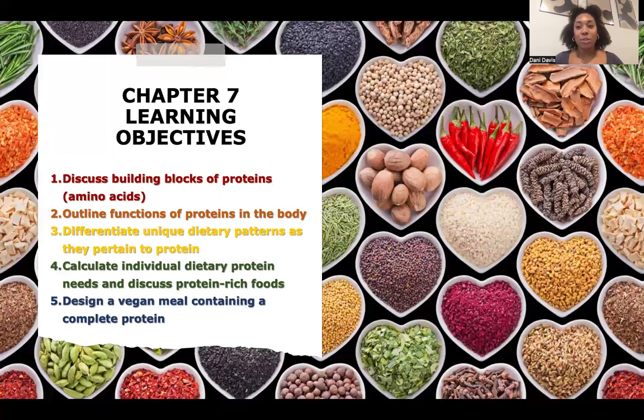All right, so chapter 7, learning objectives. 1, discuss building blocks of proteins, amino acids. 2, outline functions of proteins in the body. 3, differentiate unique dietary patterns as they pertain to protein. 4, calculate individual dietary protein needs and discuss protein-rich foods. 5, design a vegan meal containing a complete protein.